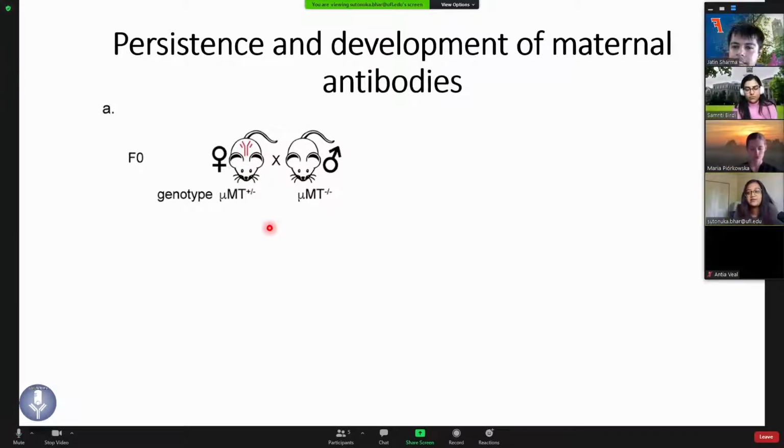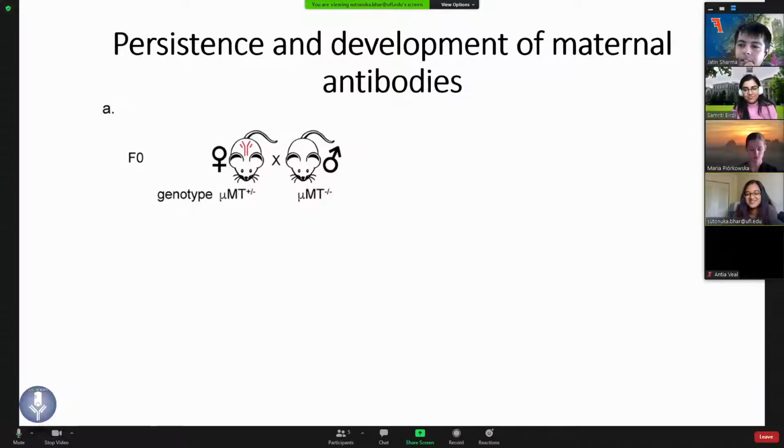Just since we are here and we are trying to be as educational as possible, anybody wants to shed some light on what mu-empty is and what the knockout is doing to the B cells? Anybody wants to take this one? You can go ahead. Okay, I'll just go ahead.